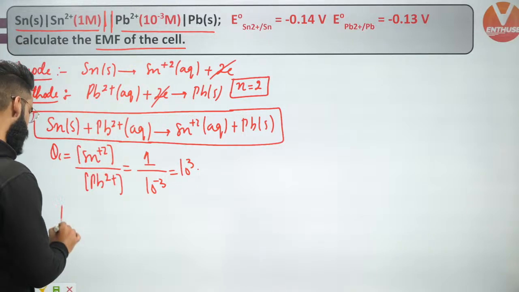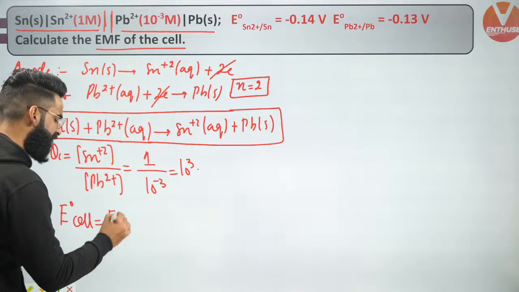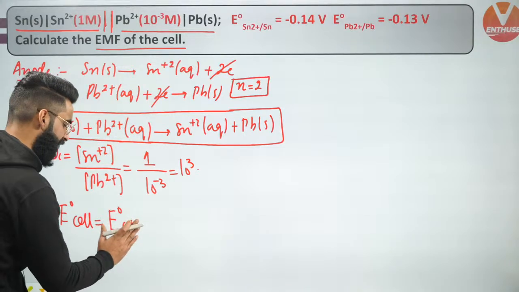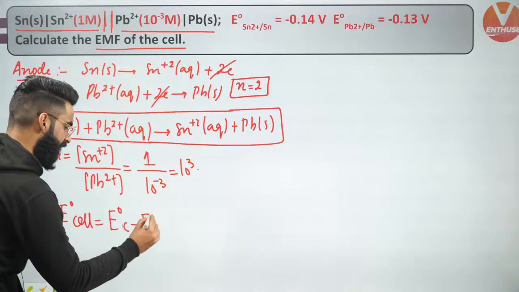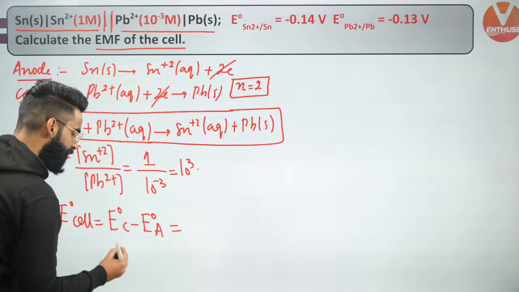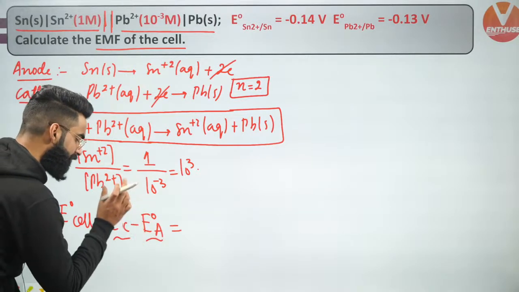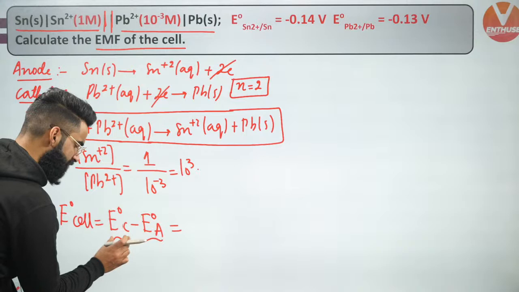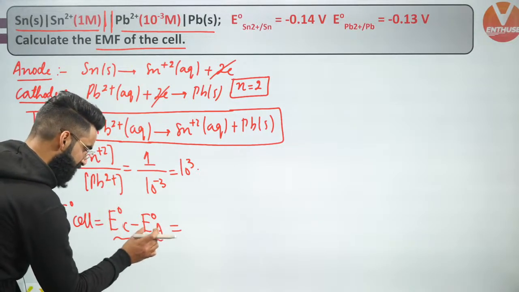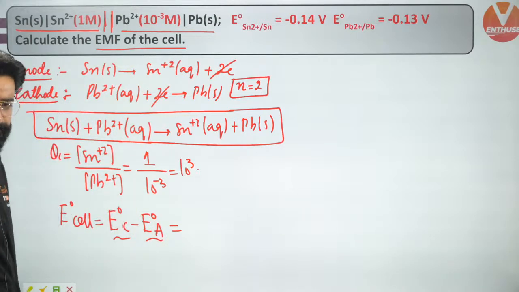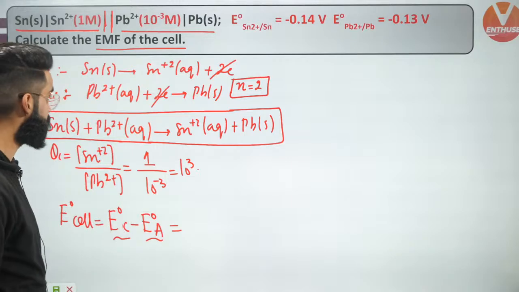It's time to calculate one more thing, which is the E naught cell. Remember, the standard EMF for this cell will always be equal to E naught of cathode minus E naught of anode. And for cathode and anode, I'll be taking their respective standard reduction potential values. This E naught C right here will be the standard reduction potential of cathode. E naught A will be the standard reduction potential of anode. I'll be taking the standard reduction potentials of both these electrodes right here.